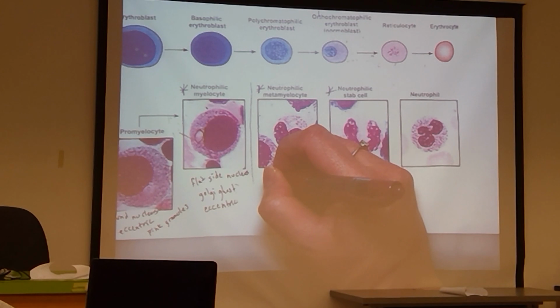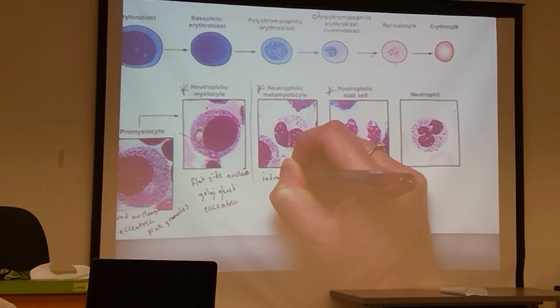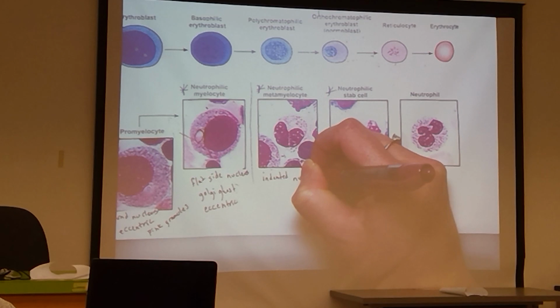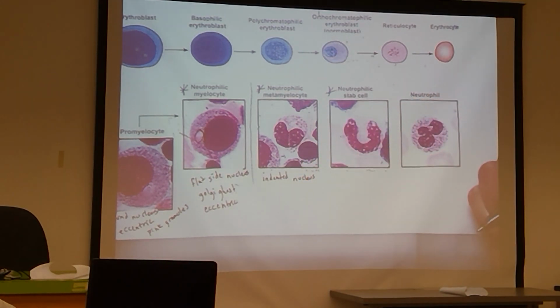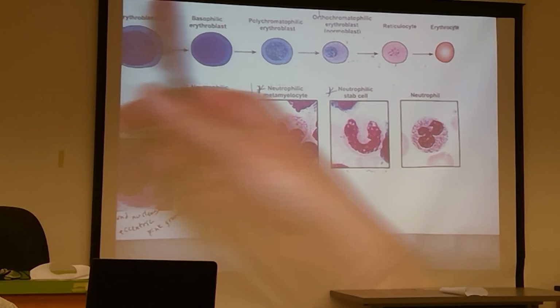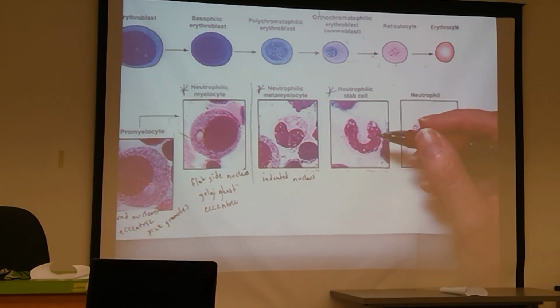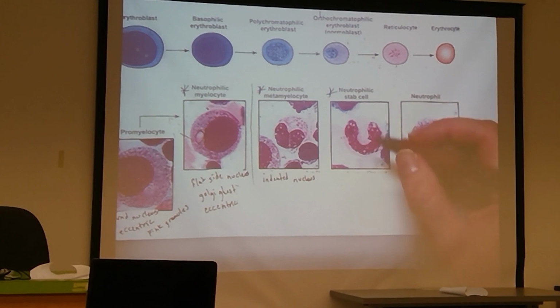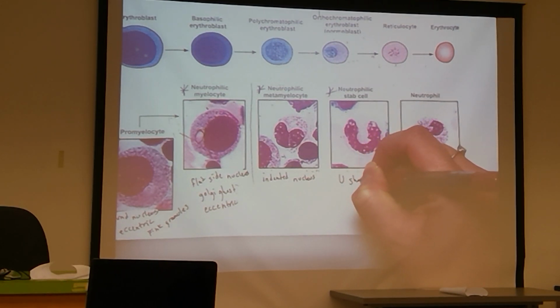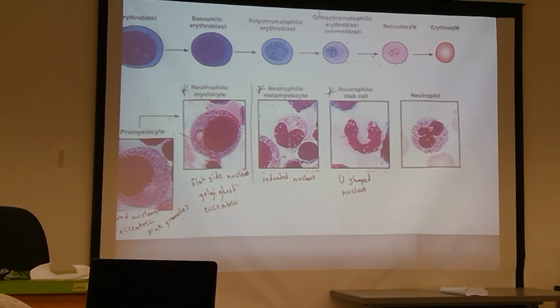Our metamyelocyte, I'm going to look for an indented nucleus. You don't see any indentations, everything stays pretty round with our erythrocyte line. With our white blood cells, you see a metamyelocyte has an indentation. Then this one we will look for a U-shaped nucleus. And the neutrophil we will identify on our peripheral blood slide.